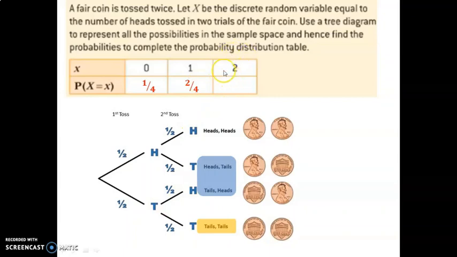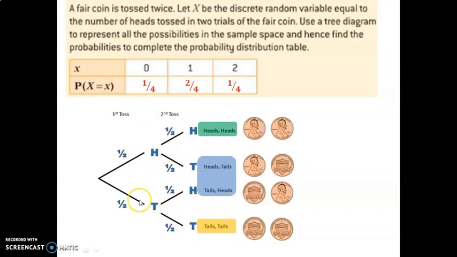And finally, what's the probability of getting 2 heads? Clearly that is the top path. You multiply along those branches and you get a probability of 1/4. Notice these all add up to 1, as they should in every probability distribution, but also notice that in this case we have this happening.